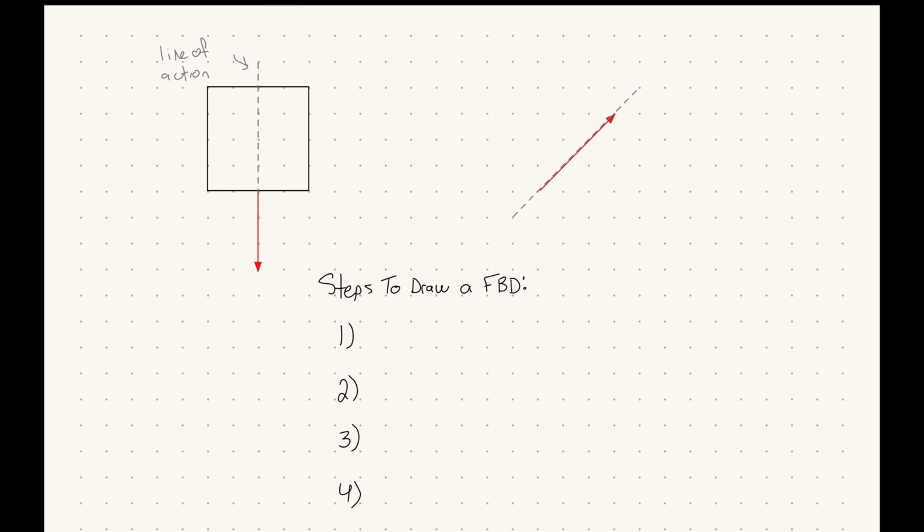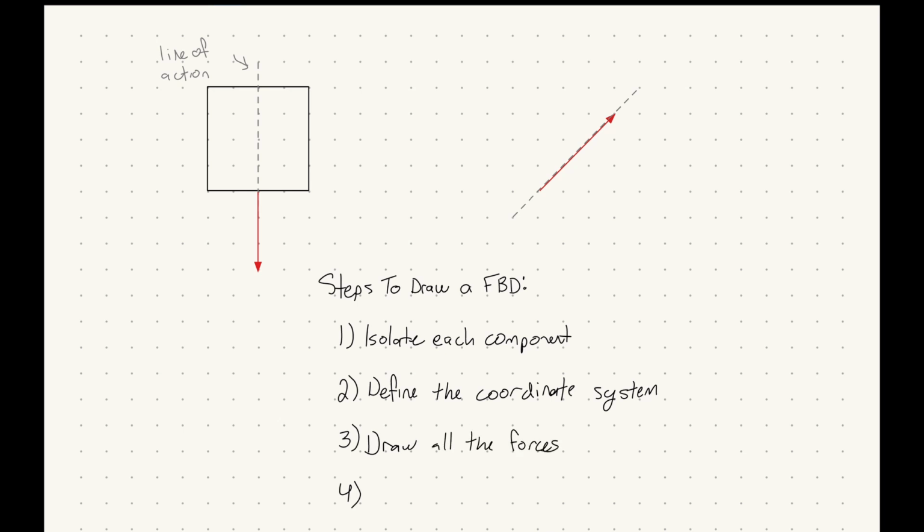Alright, now let's cover the steps to draw a free body diagram. The first step is to isolate each component in your system. The next step will be to define your coordinate system. The third step will be to draw all the forces acting upon each component. And finally, we're going to label each force.